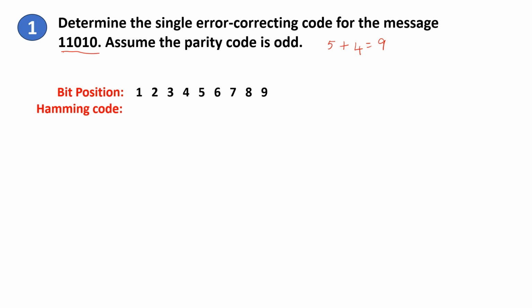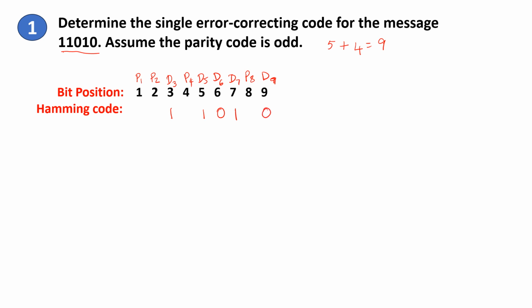So let's now allot the position for the parity and for the data. So here the parity is allotted P1, P2, P4, and for the 8th position, parity is there. Then the rest is data: 3rd position, 5th, 6th, 7th, and 9th. Okay, now let us assign the data. So from the message we'll take the data. D3 will be 1, then D5 is 1, D6 is 0, D7 is 1, and D9 is 0.